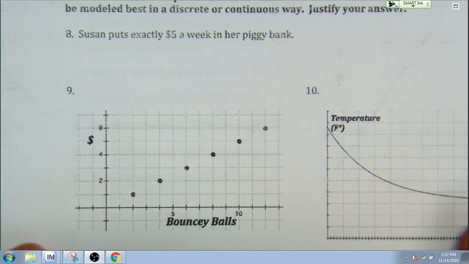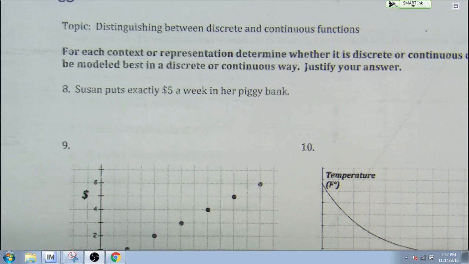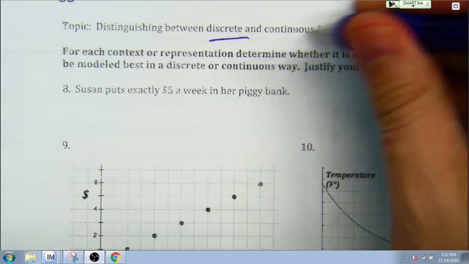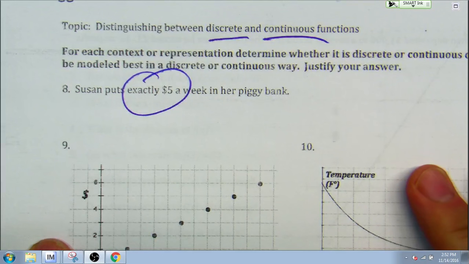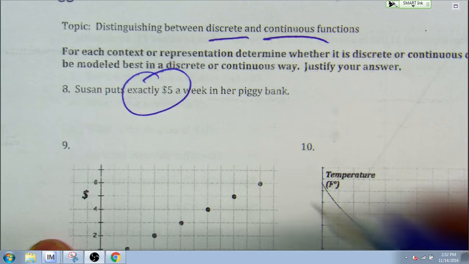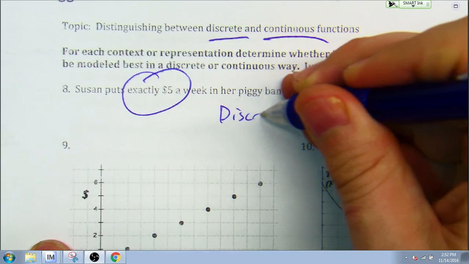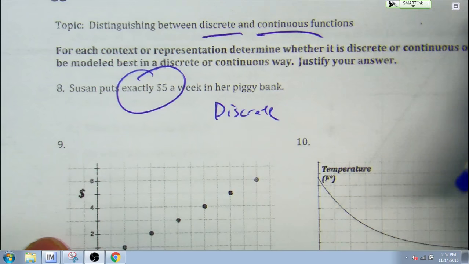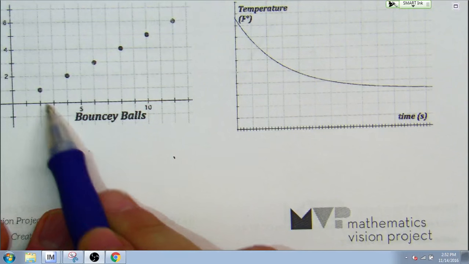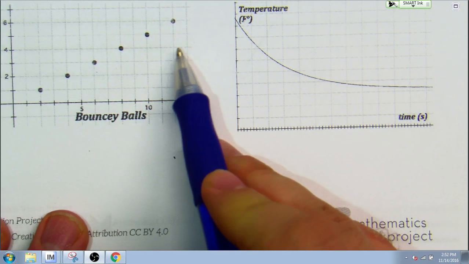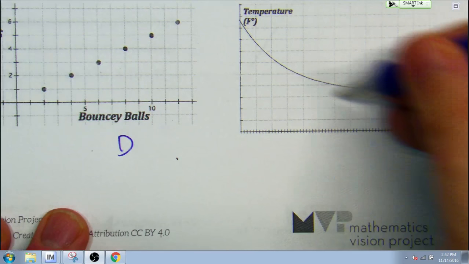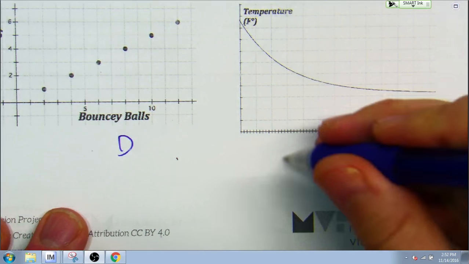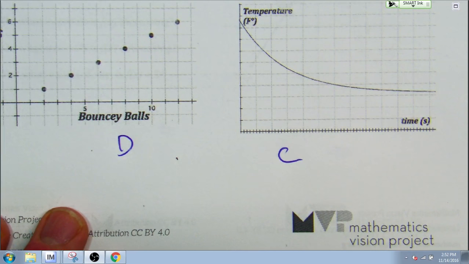Finally, with just a little bit of review, we're looking at distinguishing between discrete and continuous. Susan puts exactly $5 a week into her piggy bank. This is one of the classic examples where we know it's discrete. One of the things that I really want to make sure we understand is that when we have dots like this, that is discrete. And when we have lines that are touching all over the place, that's going to be continuous. So just keep that in mind and refer to some of those older videos.